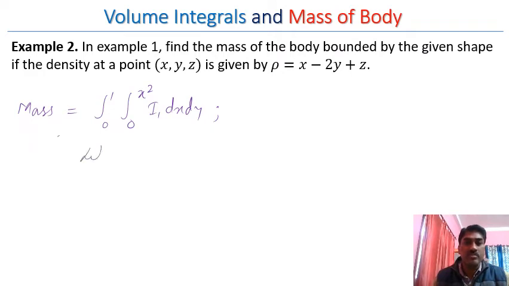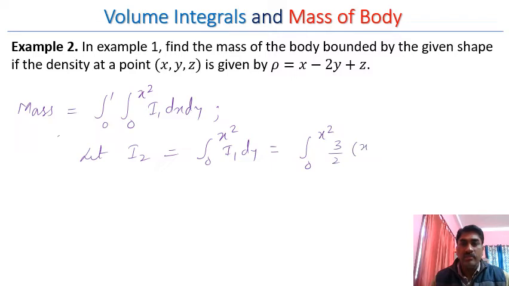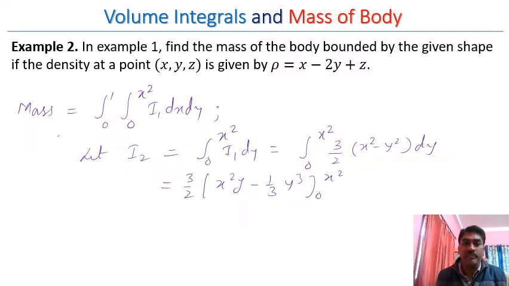So let I2 is equal to 0 to x square I1 dy. Why dy? Because y has variable limit x square, and write this. So this is 0 to x square, and I1 was 3 by 2 x square minus y square dy. So this is here to integrate 3 by 2, and this is x square y minus 1 by 3 y cube, limit is 0 to x square.